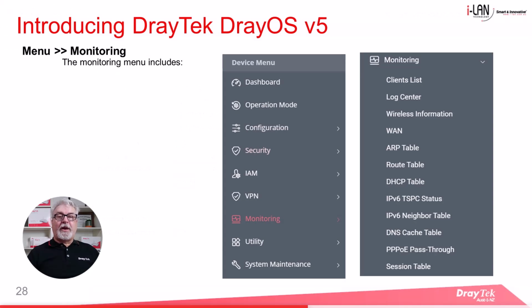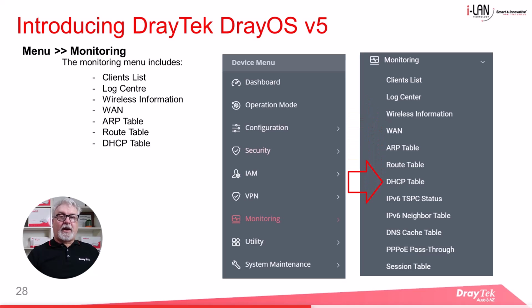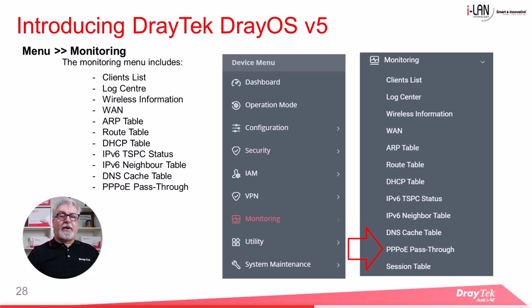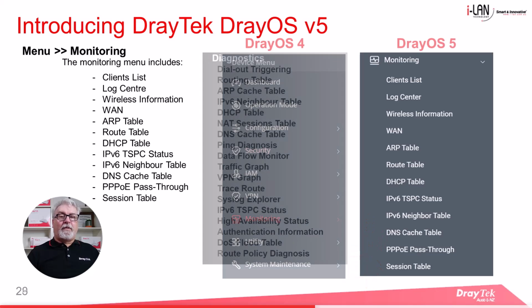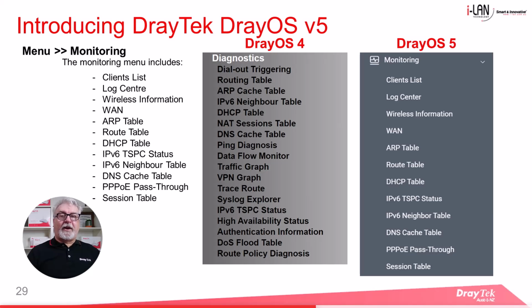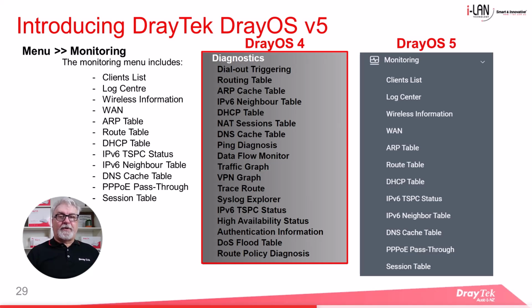The new monitoring menu includes Clients List, Log Center, Wireless Information, WAN, ARP Table, Route Table, DHCP Table, IPv6 TSPC Status, IPv6 Neighbor Table, DNS Cache Table, PPPoE Pass-Through, and Session Table. Most of these features were previously located under the Diagnostics menu in DrayOS 4. You can pause the video here if you'd like a longer look.